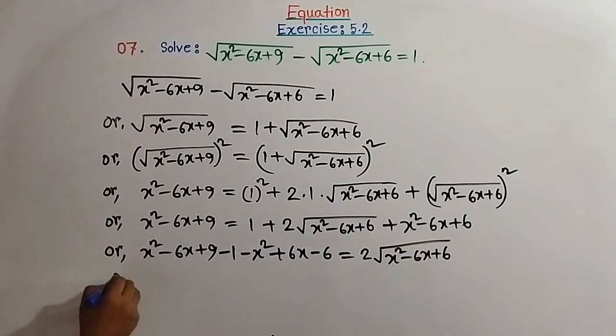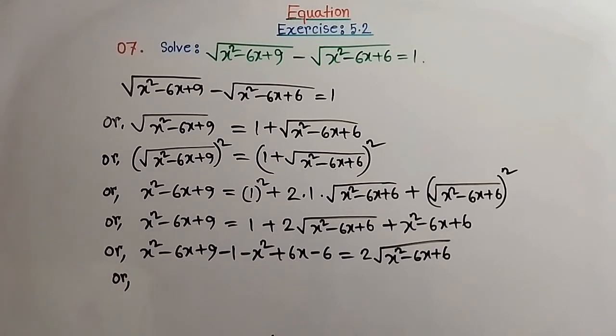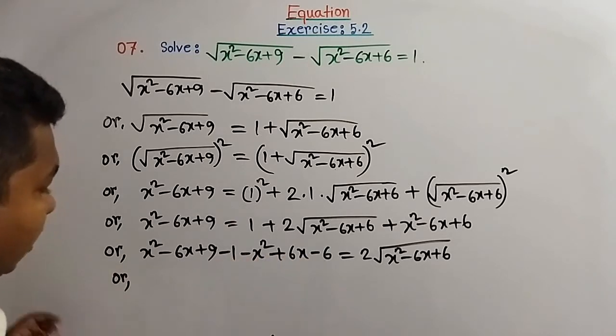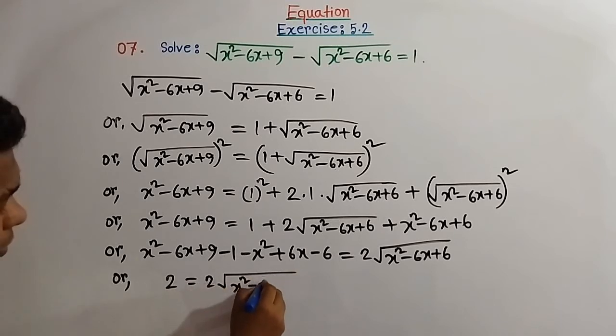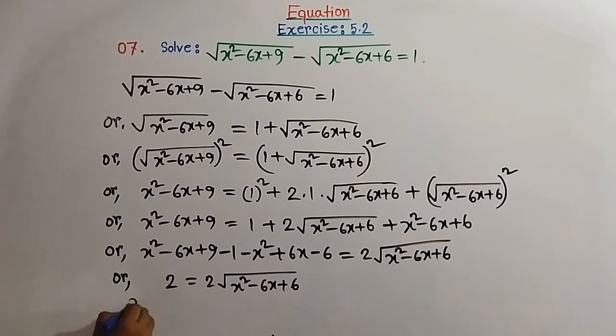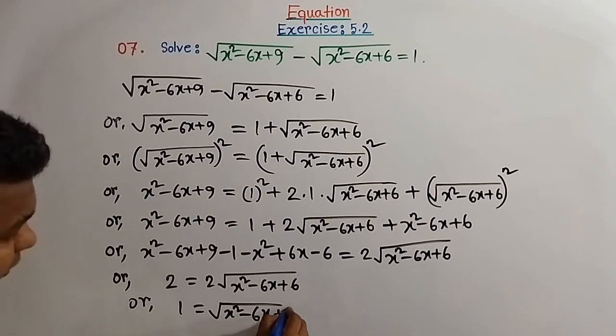Now by simple calculation, x² − x² will be cancelled, −6x + 6x will also be cancelled, 9 − 1 equal to 8, 8 − 6 equal to 2. So 2 equal to 2 times the square root of x² − 6x + 6. Dividing by 2 we will get 1 equal to the square root of x² − 6x + 6.